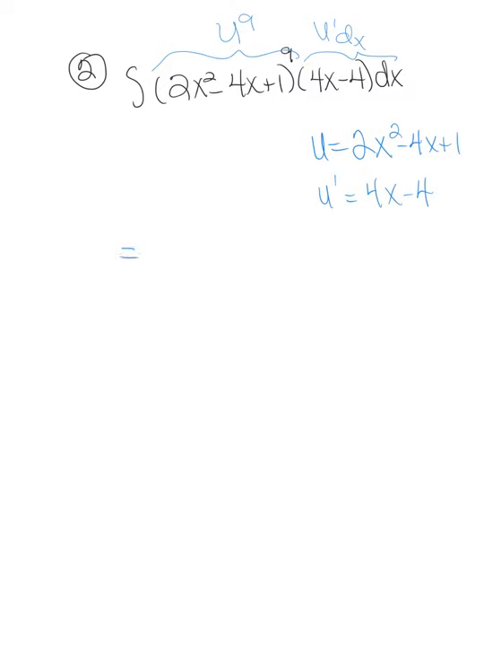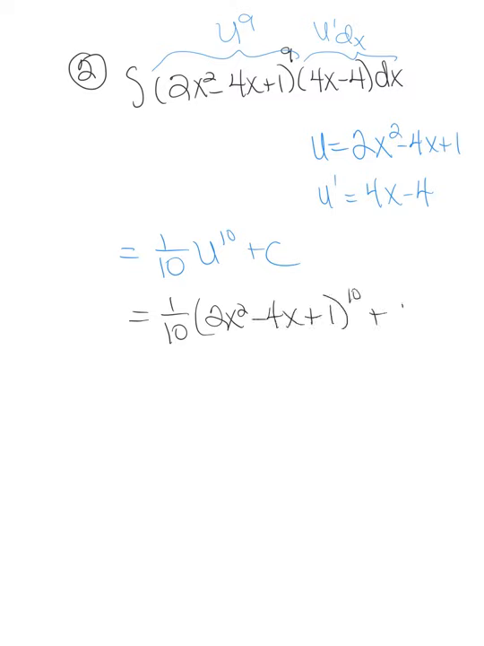I'm going to write what this looks like in terms of u. So when I integrate u to the 9th times u prime, remember we need the u prime, it does not come out in the answer. We simply get 1/10 u to the 10th all plus c. And then putting back in my u, this is going to give me 1/10 times my u, which was 2x squared minus 4x plus 1, all raised to the 10th power plus c.